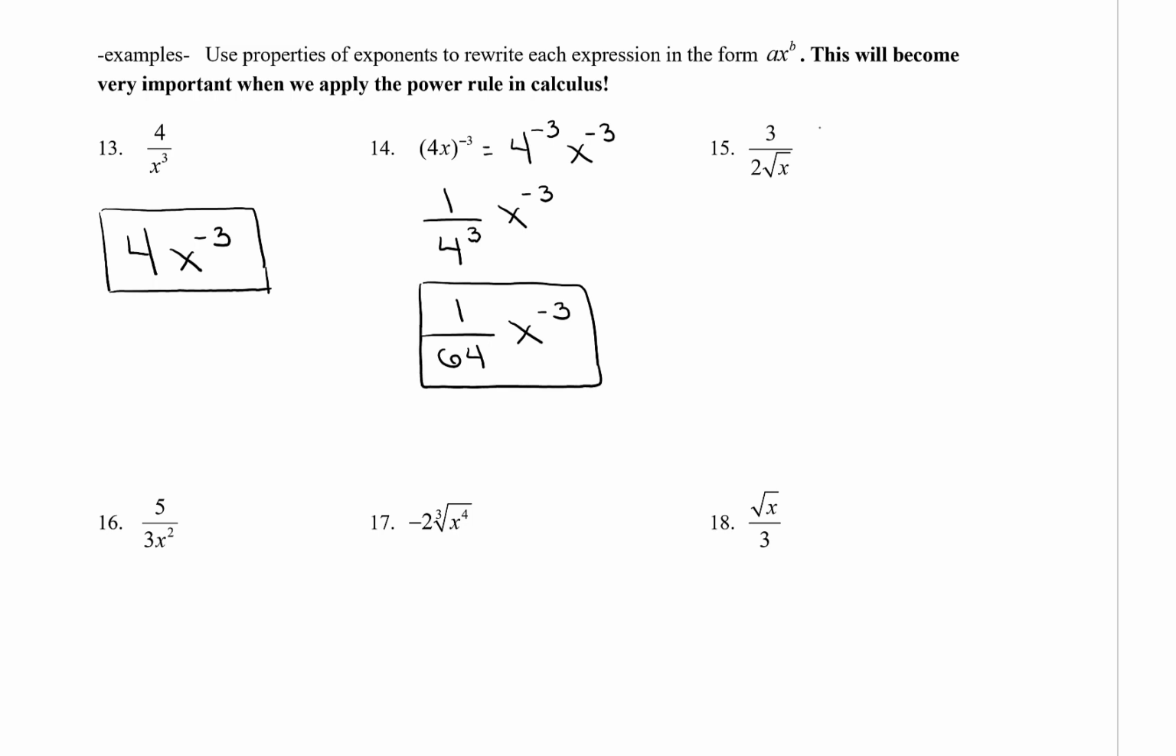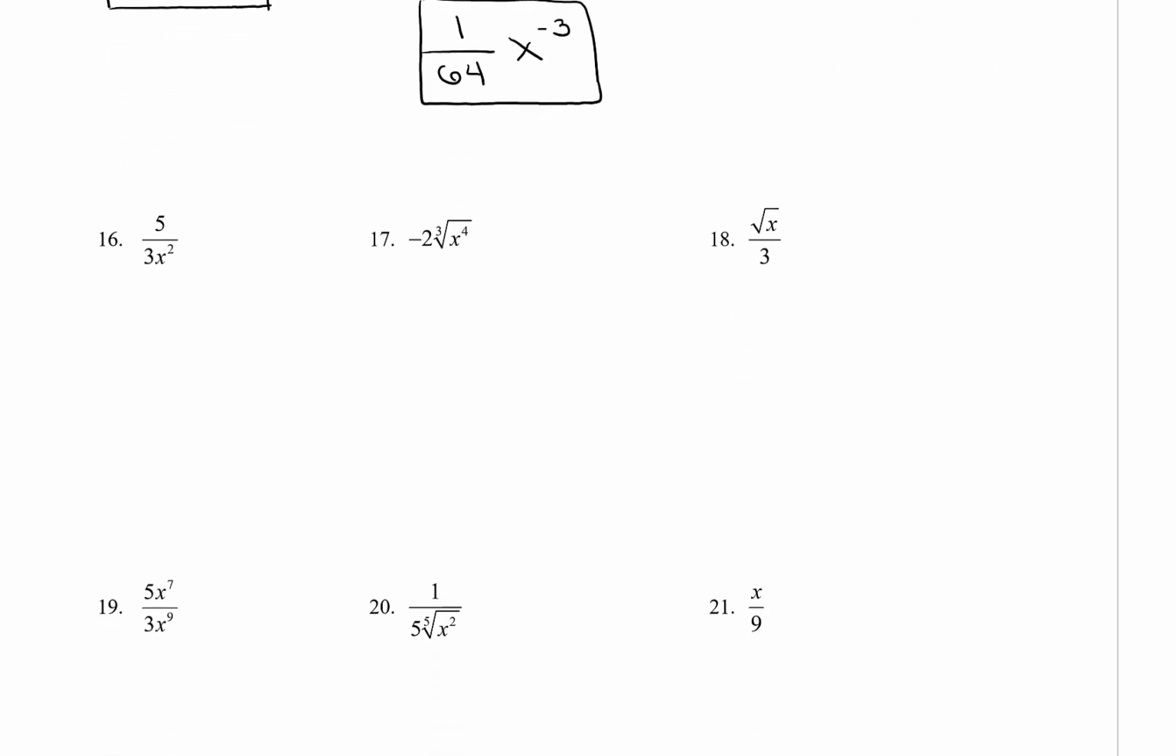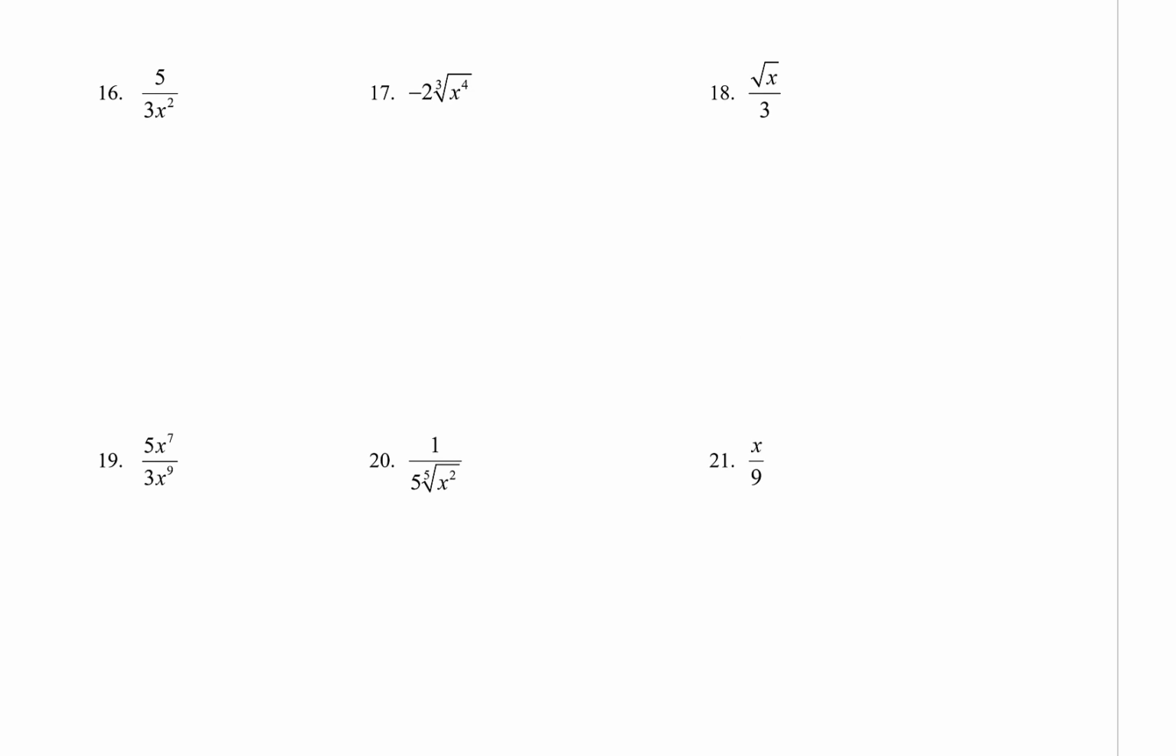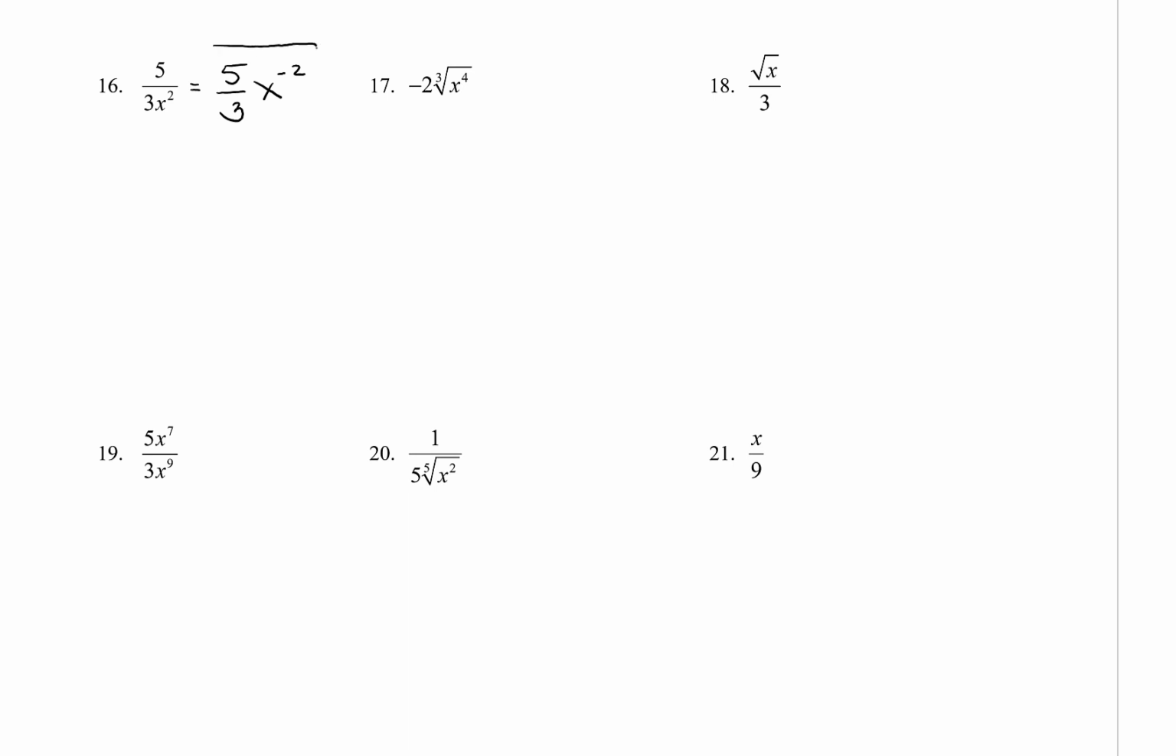Number 15, 3 over 2 radical x. This is equal to 3/2 times x raised to the -1/2 power. And that's going to be it for that problem. We're going to box that in. Number 16, we got 5 over 3x squared. So I just need to move the x squared to the numerator portion. So I'm just going to have to apply a negative exponent on there to move it upward. So we're going to have 5/3 times x raised to the -2 power.